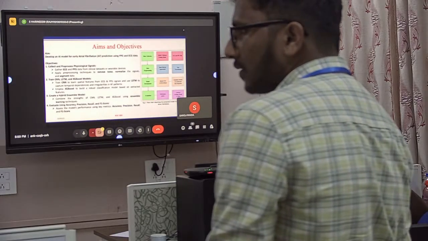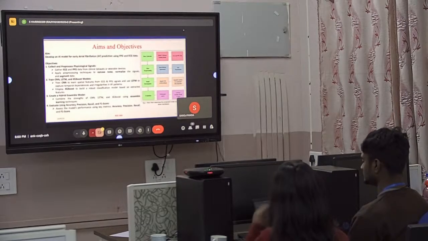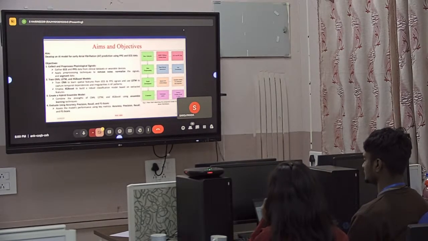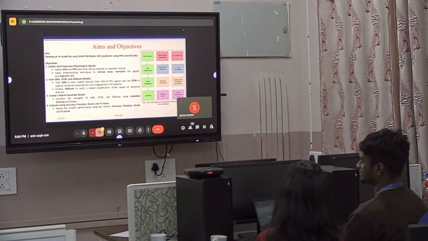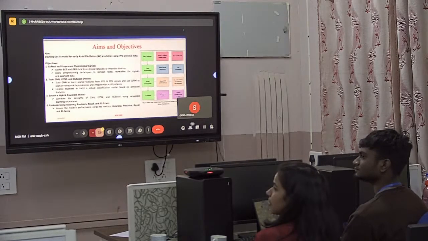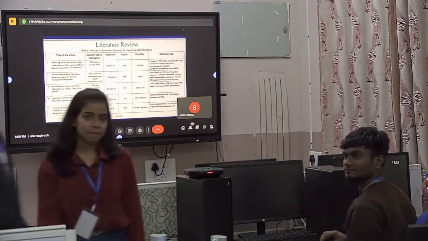Then we are training three models: CNN, LSTM, and XGBoost. We are training CNN to capture the spatial features from both the modalities, and then we are using LSTM to capture temporal dependencies. XGBoost is built to classify whether it's AFib or a normal signal. Then we are evaluating the models on accuracy, precision, recall, and F1 score, which are our performance metrics.